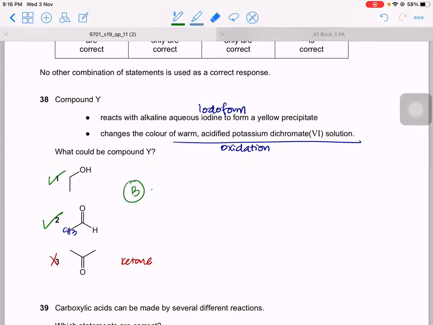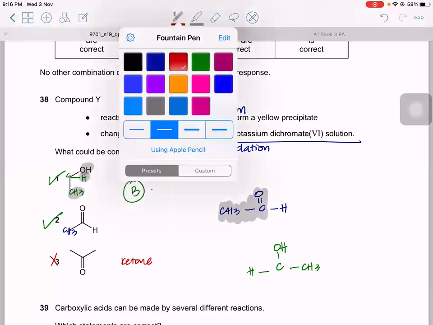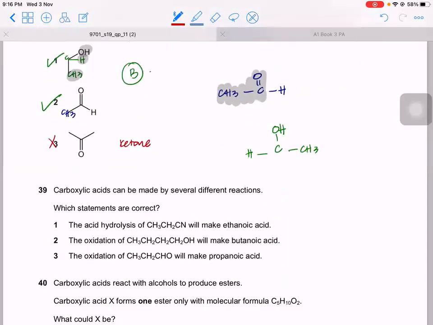Anyway, let's check the criteria for alcohols. For alcohols, the criteria of iodoform is the carbon with the OH must have a CH3, must have an H. Do you see this carbon has an OH, it has an H, it has a CH3? Do you see it has all three things? Therefore, this will also show positive iodoform.